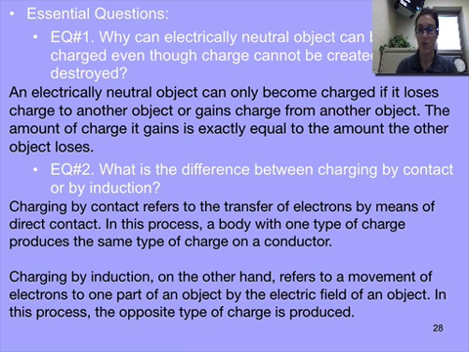These are two things that we discussed when we were doing the balloon activity. Charging by contact refers to the transfer of electrons by means of direct contact. In this process, a body with one type of charge produces the same type of charge on a conductor. Charging by induction refers to the movement of electrons to one part of an object by the electric field of an object. In this process, the opposite type of charge is produced.